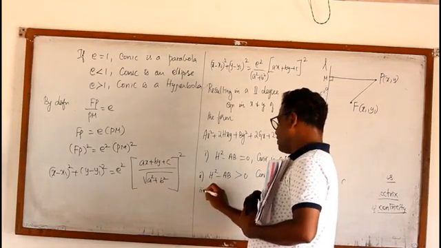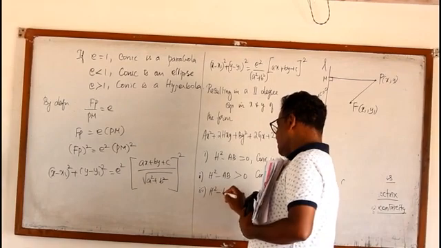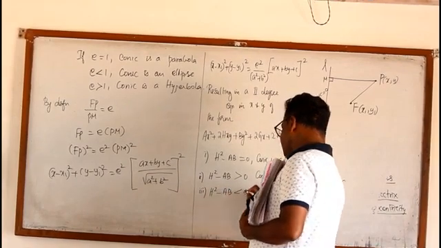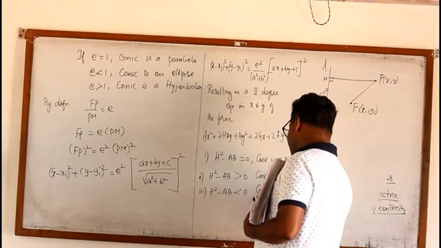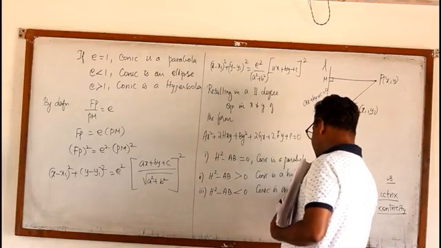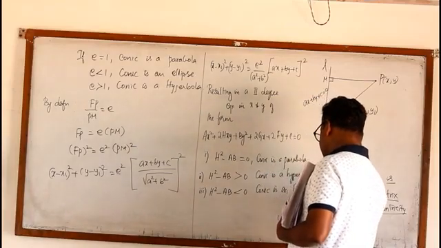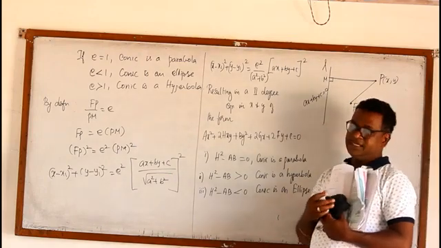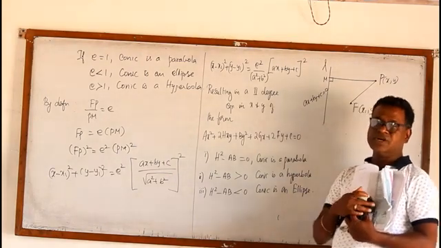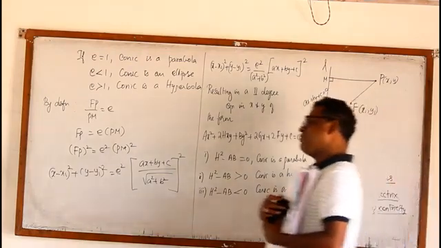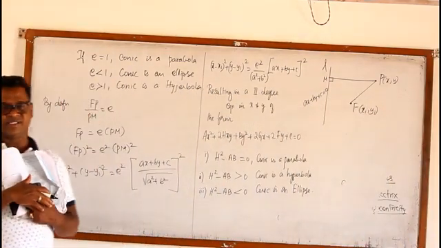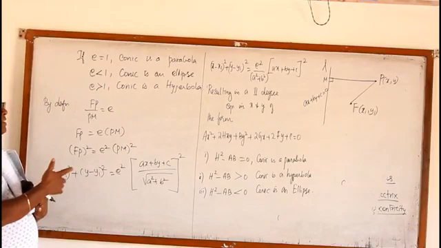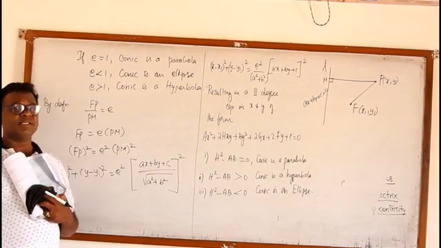Similarly, the third one, h square minus ab is less than 0, the conic is an ellipse. So with this idea, we can go and study each conic separately. We are going to take parabola alone and study parabola first, then we are going to study ellipse separately, and then we are going to study hyperbola separately.